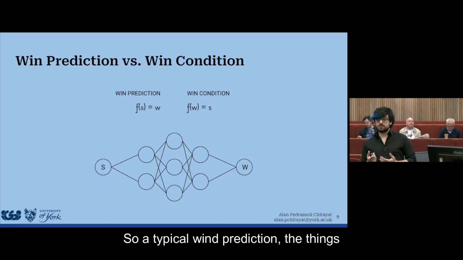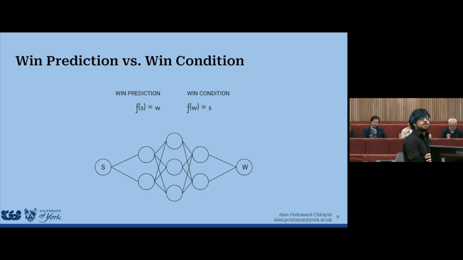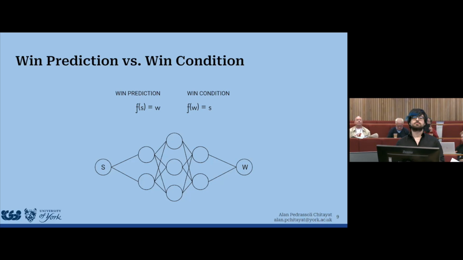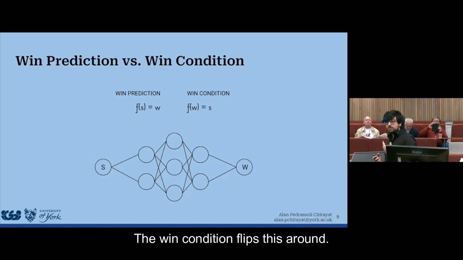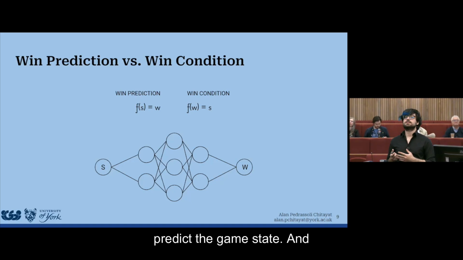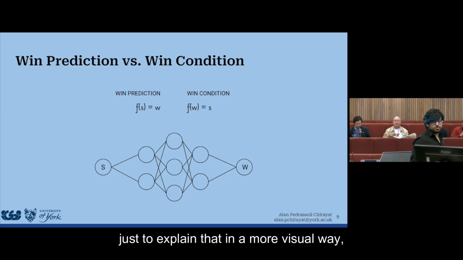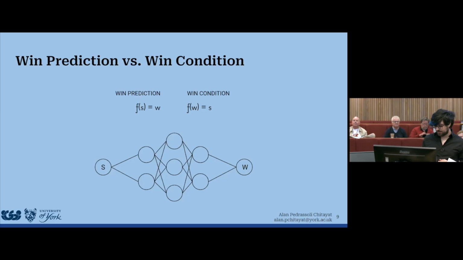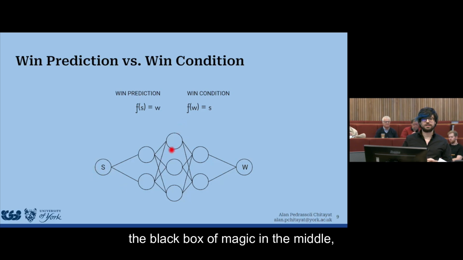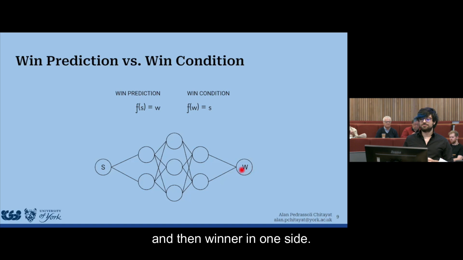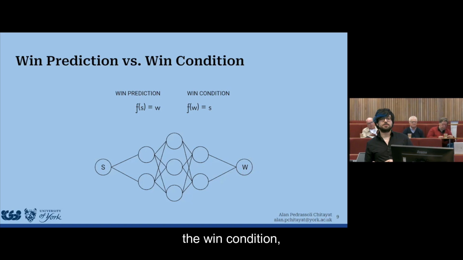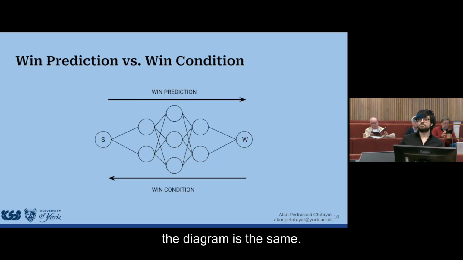So a typical win prediction, the things that already exist, you can express it as a function of the game state to predict the winner. The win condition flips this around. It becomes a function of the winner to predict the game state. And just to explain that in a more visual way, we have a diagram at the bottom where we have state on one side, S, the black box of magic in the middle, that's the model, and then winner on the other side. So in both cases, the win prediction and the win condition, the diagram is the same.